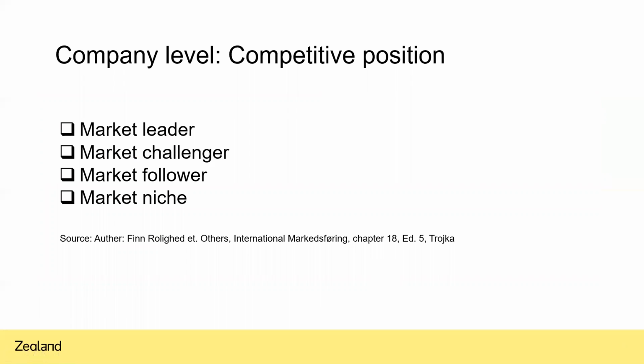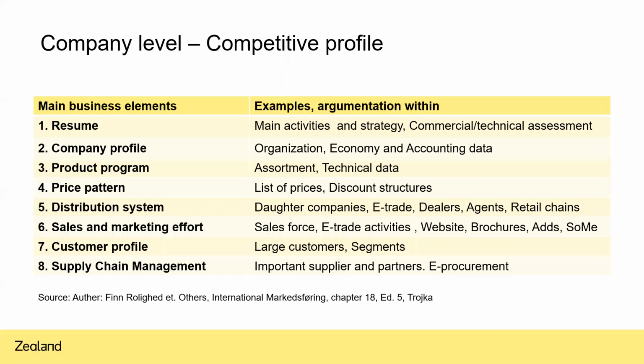A third model, on the company level, we can talk about the competitive positions that your company has. Right now, it could be a challenger. You can be the challenger in a new market, or you can be a follower. There will probably already be a leader, unless you go into a blue ocean market, where you can be the market leader straight away.